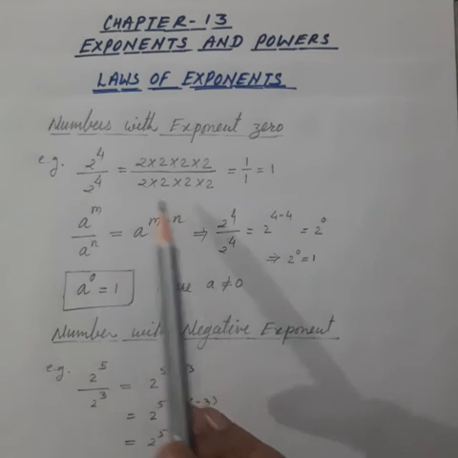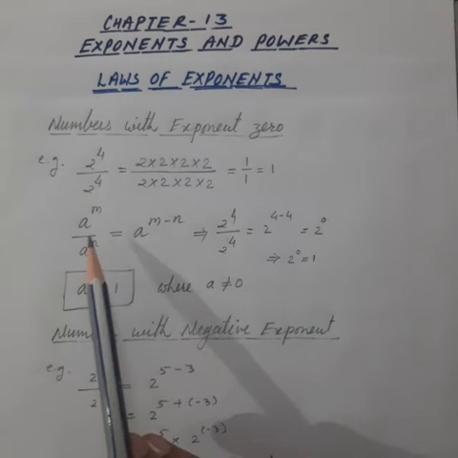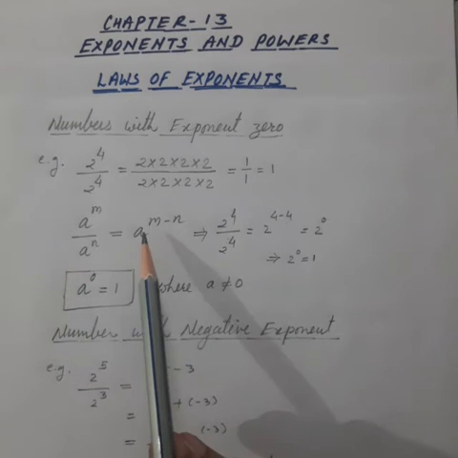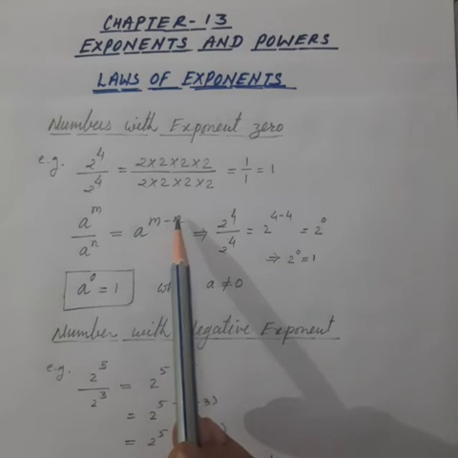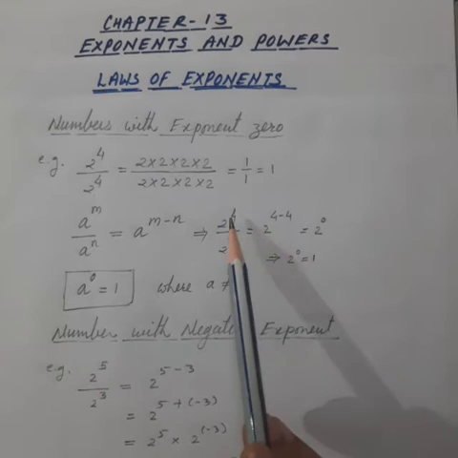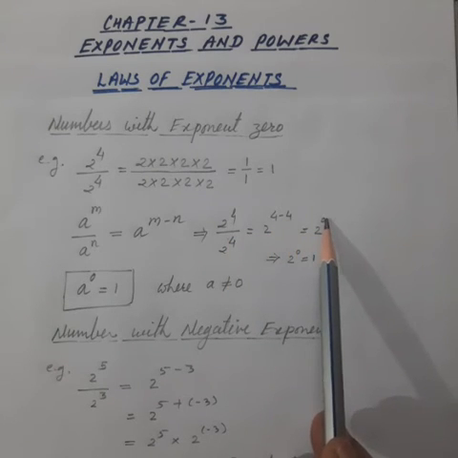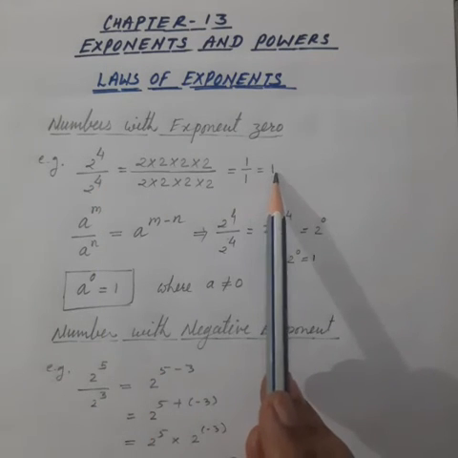Now to find the value of the same division, use this law of exponent. In the division of two numbers with the same base, the base is kept the same and the powers are subtracted. So here also keep the base the same and subtract the powers. 4 minus 4, we get the power 0. Here the value of this division we get 1.